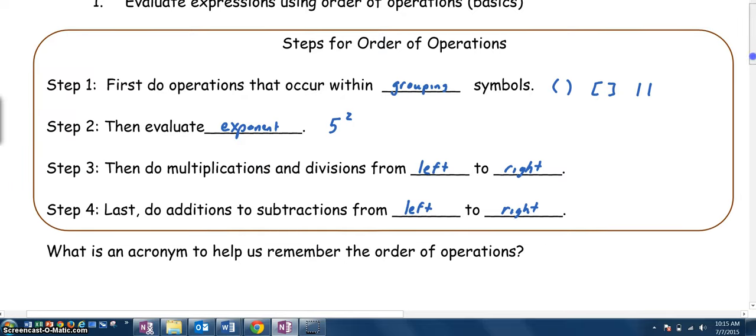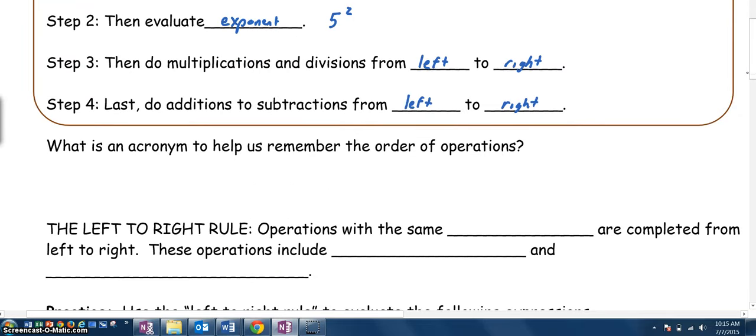What's a way to remember the order of operations? Well, we can use the acronym PEMDAS. P stands for parentheses, E stands for exponents, M and D stand for multiplication and division in the same step, that's why they're stacked together. And then we have addition and subtraction, which are also stacked together because they're done in the same step.